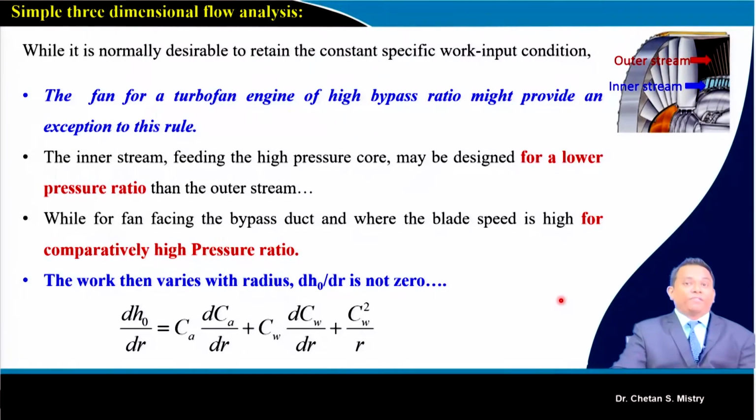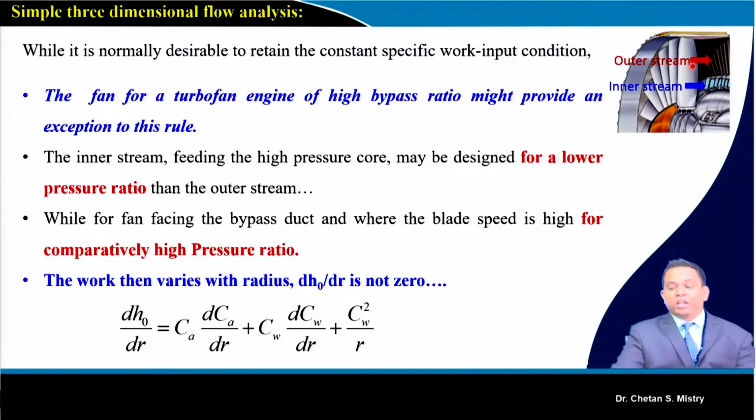Now when we are discussing the high bypass ratio fan, this design has a somewhat different design approach. What is the reason? Suppose I consider this is our fan. For that fan, my inner stream supplies compressed air to the downstream core region, or the downstream compressor, and my upper stream bypasses its air to the duct.